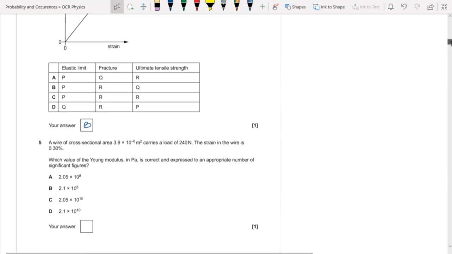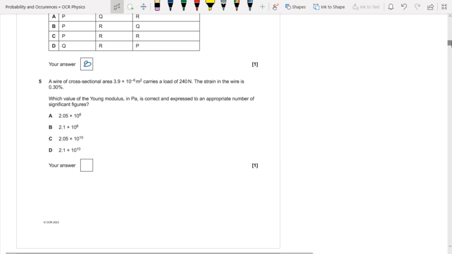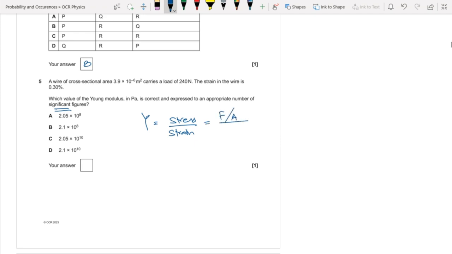Moving on to question number 5. A wire of cross-sectional area 3.9 times 10 to the power minus 6 meters squared carries a load of 240 Newton. The strain in the wire is 0.3%. Which value of Young modulus in Pascal is correct and expressed to an appropriate number of significant figures? All right, so Young's modulus is valid in the elastic region, and it's defined as stress over strain. Notice it's not percentage strain. So stress is force per cross-sectional area, over strain.